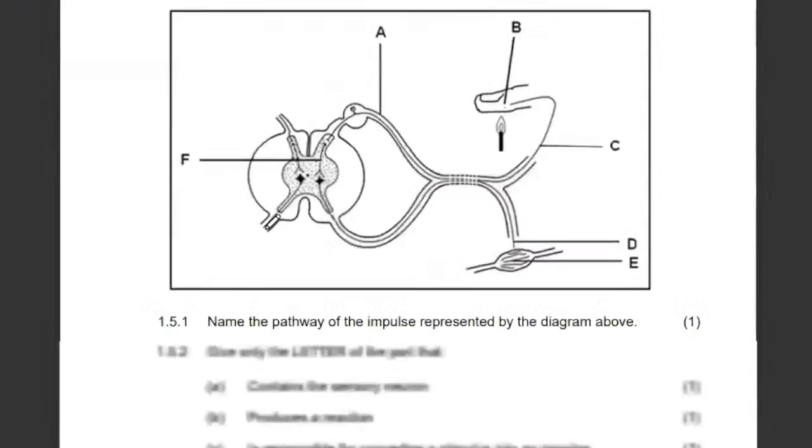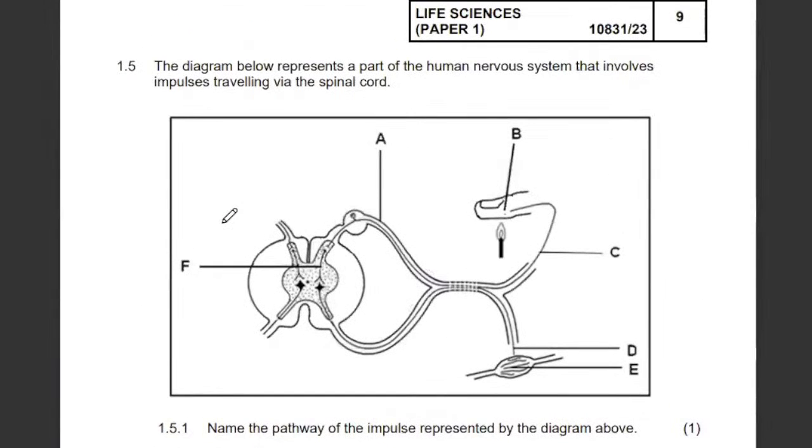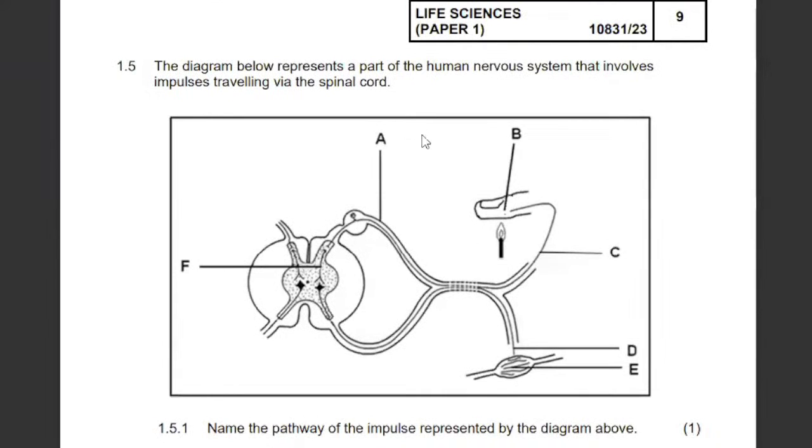So guys, you see that the paper was not that difficult. Then when we go to the next question, here, what they're saying is the diagram below represents the part of the human nervous system that involves impulse traveling via the spinal cord. So basically, what is behind here is the reflex arc.